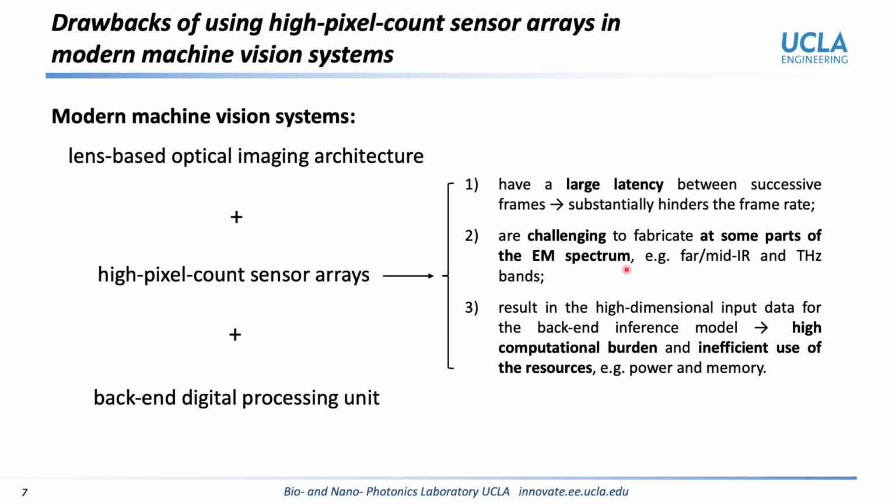Moreover, the inference model of the back-end digital neural networks must cope with the high-dimensional input data, and in most cases, this data contain redundant information for assigned computational tasks, which results in a high computational burden and inefficient use of the resources, for example, power and memory.